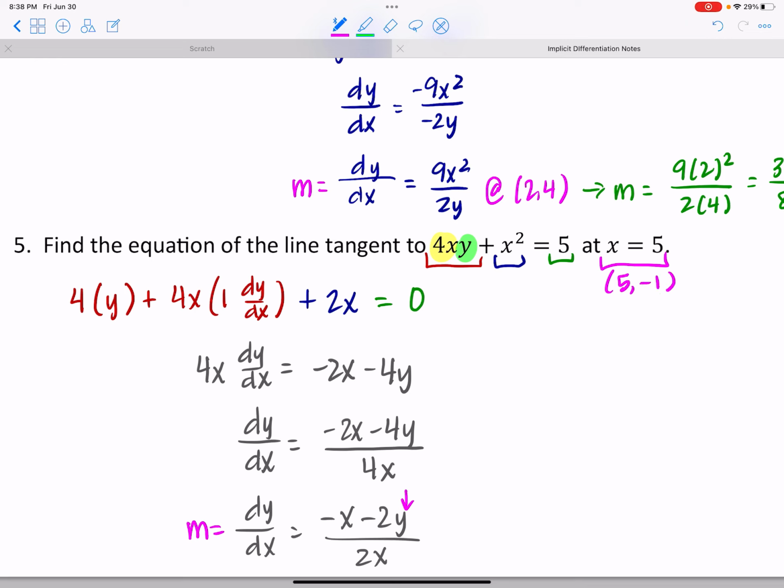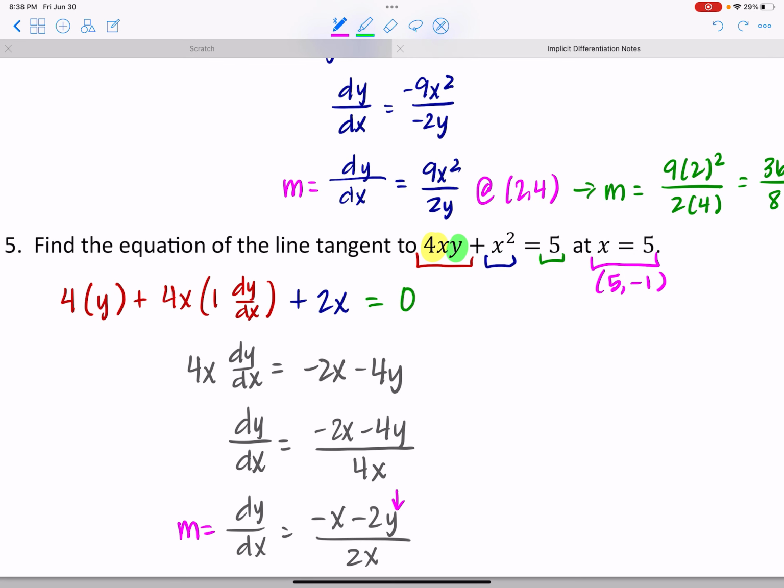You could also do that by just putting the 5 in here for x and putting the 5 in here for x, and then solving for that 1y that's left over. It's going to get you the same result. But we have a calculator, right? Let's not kill ourselves. So now we want to find this slope at the point 5, negative 1.